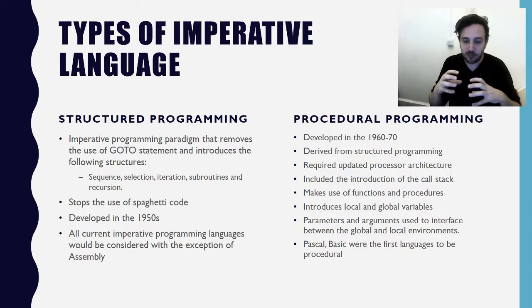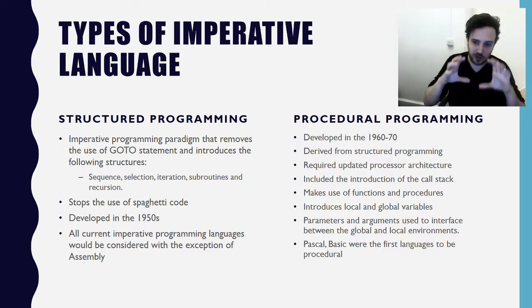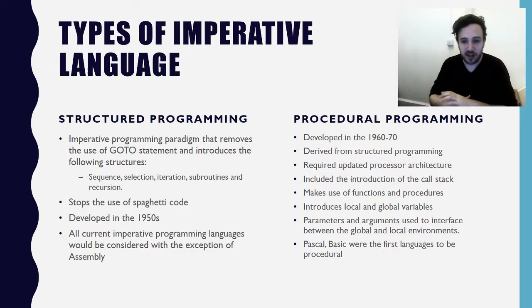As a result, you can use variables both locally and globally within your program, and the variables that are declared locally will be removed from the call stack after the procedure or function is run, and therefore you've got much more flexibility in your use of variables. Your code is much more stateless. It means that you can transfer subroutines from one program to another quite easily, and within this we're using parameters and arguments to interface between the global and local environment. Pascal and BASIC were basically the first procedural languages.